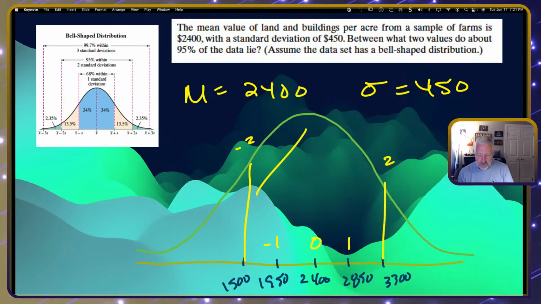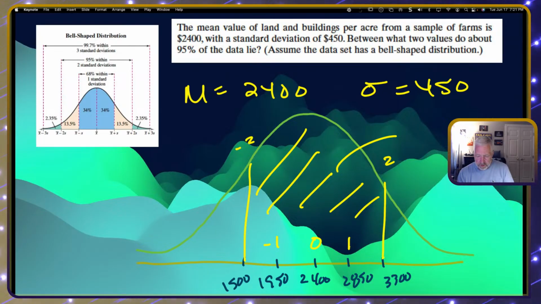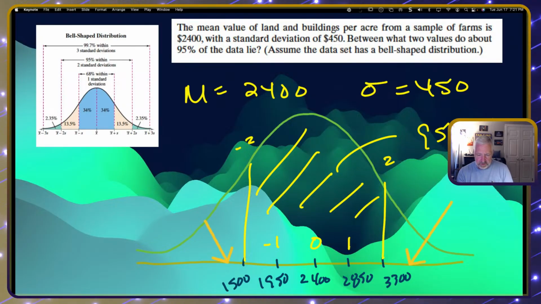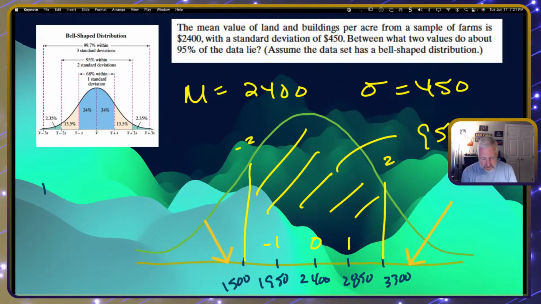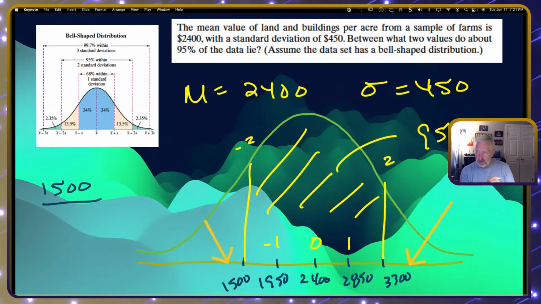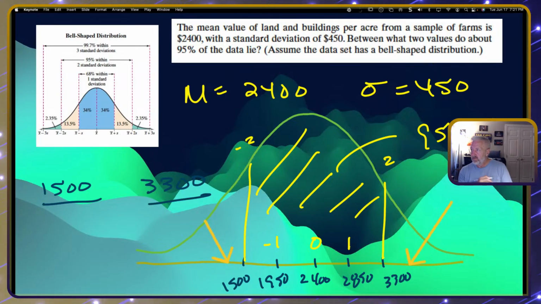The area in between makes up 95% of the total area under that curve. Between what 2 values do about 95% of the data lie? Well, that's very easy. It's that 3,300 and 1,500. So if I had to write this out, I would say 1,500 to 3,300. Okay. Hope that helps.